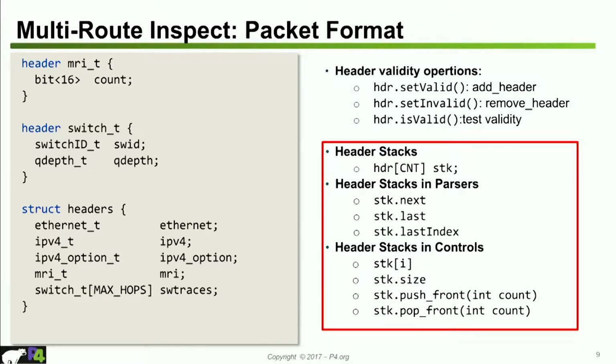And then inside the parser, to actually parse these headers, there is this pointer called next that is pointing to the first free element of the stack. And initially, it's just pointing to the first element. So once you parse one instance of that header into, let's say, stack.next, then this next pointer is going to automatically go forward one and point to the next free element.